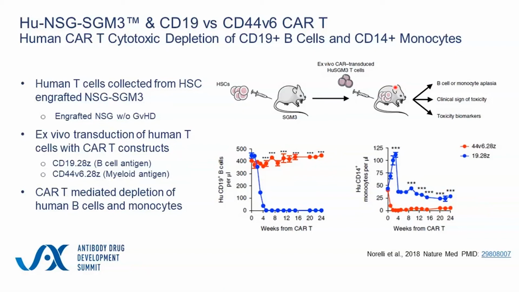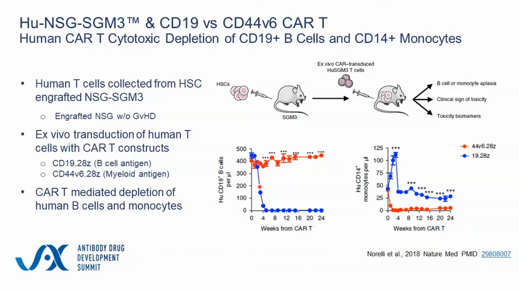Now, they took these T cell populations and they developed two populations, one specific for CD19 to knock out B-cell lymphomas, which was their ultimate goal. And also they developed CAR-Ts that would recognize CD44 on myeloid cell populations, so myeloid-derived leukemias. And they first asked the question, well, can these CAR-T cells knock down the myeloid cell population and the B-cell population that naturally are produced in the CD34 engrafted mice?